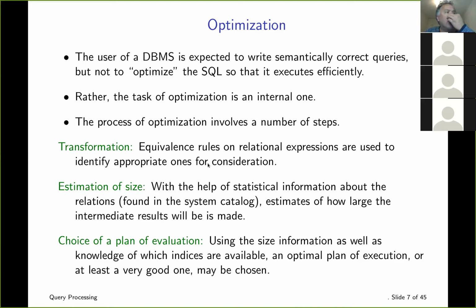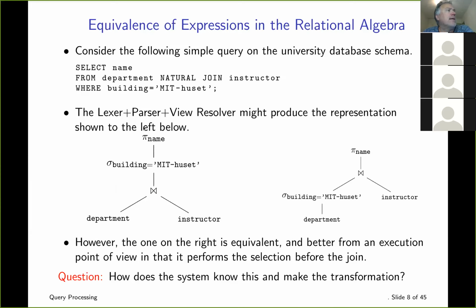Then you try to use statistics, like this catalog statistics information, to estimate what the sizes of the relations are going to be as you execute them. Then you pick a choice using the size information, plus also what indexes you have. You're going to pick an optimal plan of execution, or one that's rather good. Okay, so let's get a specific case here.